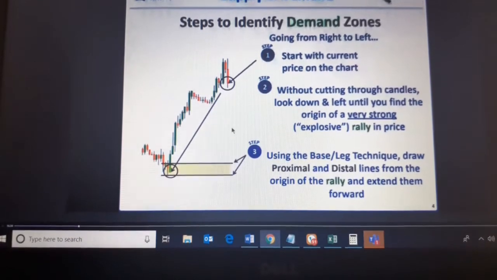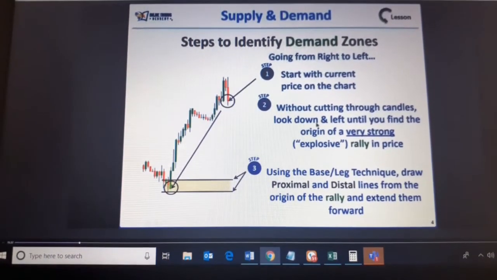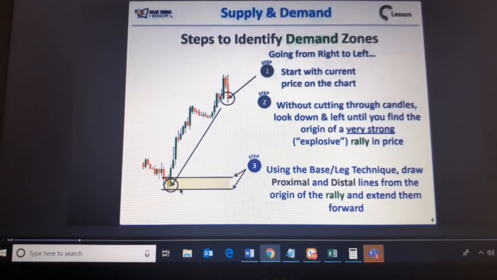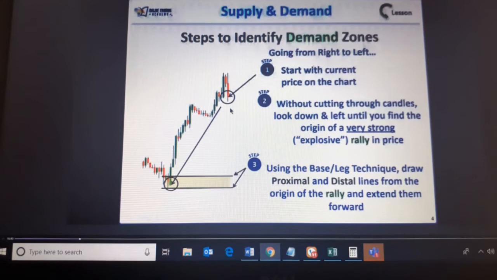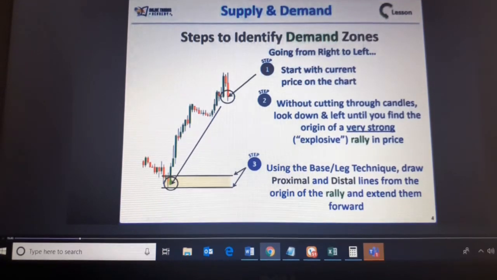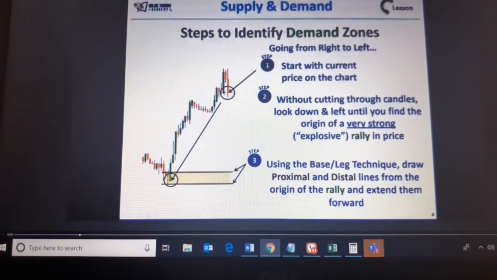See, which is explosive. Can you see? Explosive rally. Very strong explosive rally. So is this rally very explosive or is this rally explosive? Now again, this is a tested zone. Can you see the price coming into this zone?